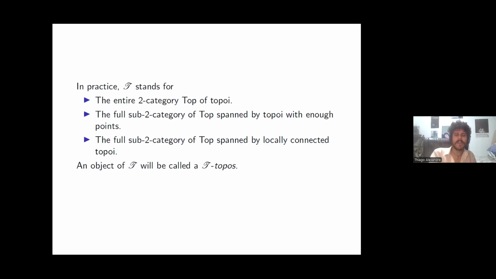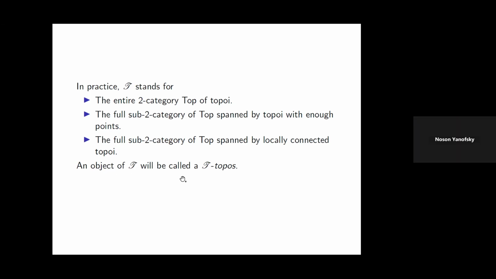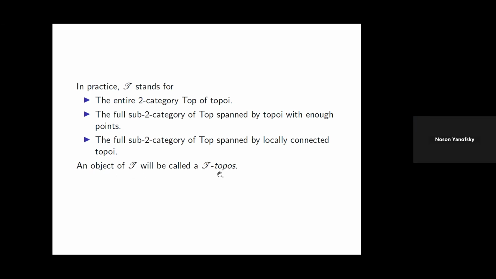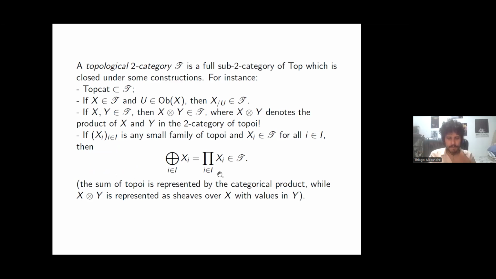So in practice, T stands for the entire true category of toposes, the true category of toposes with enough points, or the true category of locally connected toposes. And as I said, an object of T would be called a T topos. And so these topological true categories are the standard domains for topological prederivators and topological derivators.